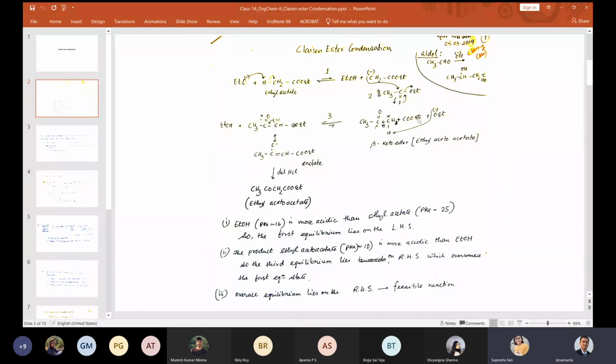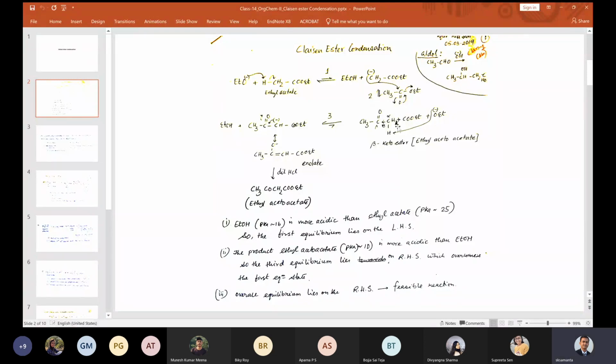This product, the pKa of this proton is 10. Actually you have two, so I must call it pKa1. So pKa1 of this product is 10, and pKa of ethanol is 16. So that means this one is more acidic.